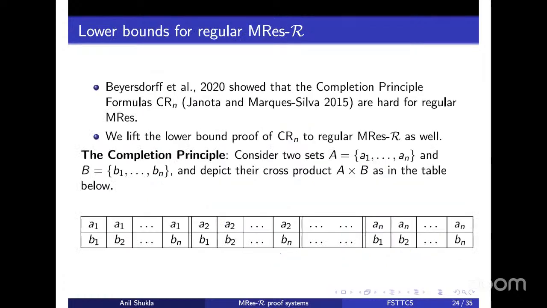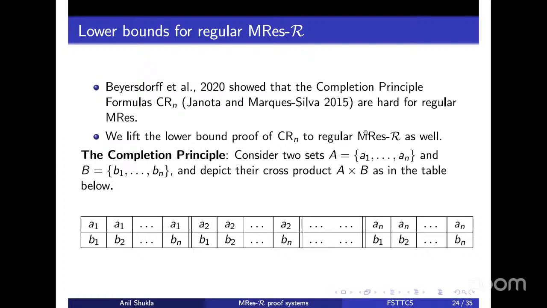So now our last topic is we have also proved a lower bound on regular MRes. Right? So that we have used CRN formulas, completion principle formulas, and actually this was known to be difficult.